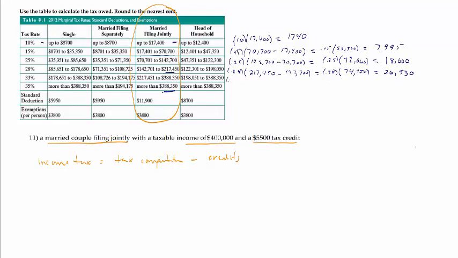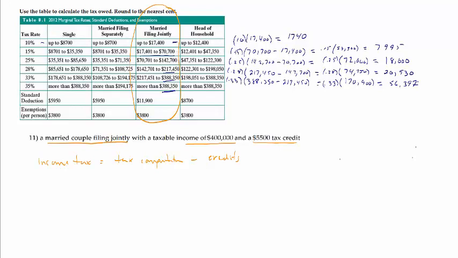Okay, so another bracket, 0.33. Again, I'm still above this amount, so I have to keep going, paying it just on the difference. So I'm going to take my $388,350 minus the $217,450. I'm going to be paying 33% on $170,900, which turns out to be $56,397.